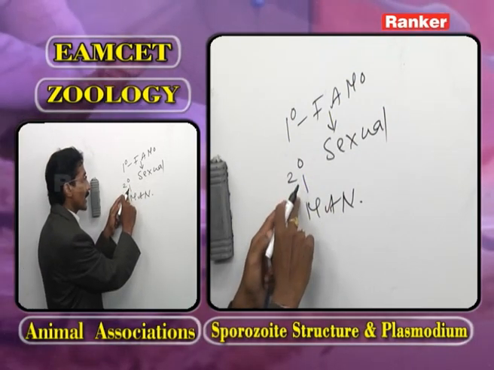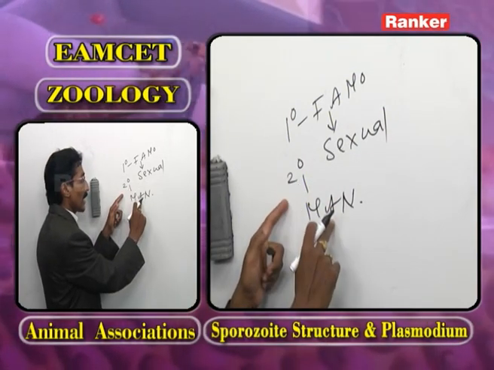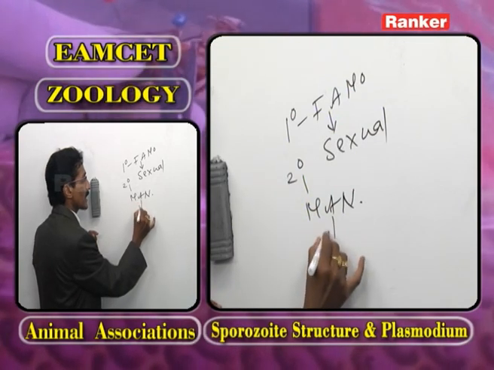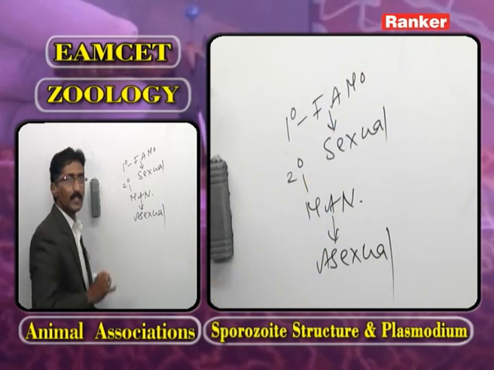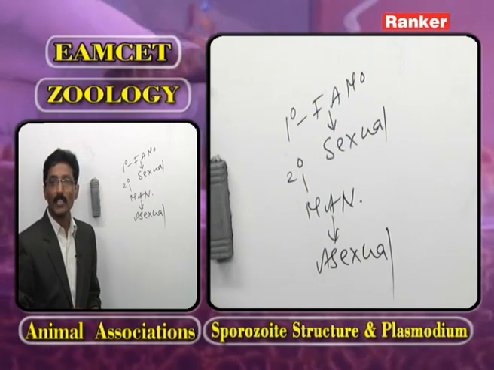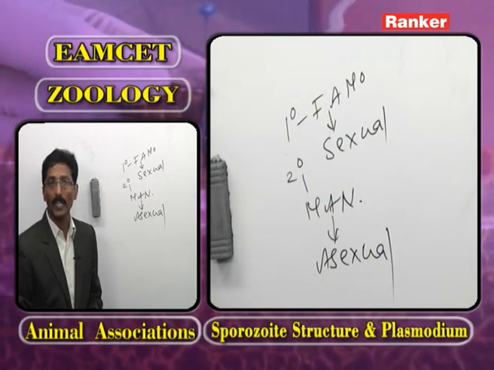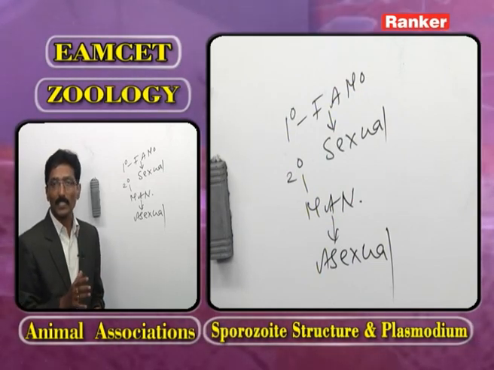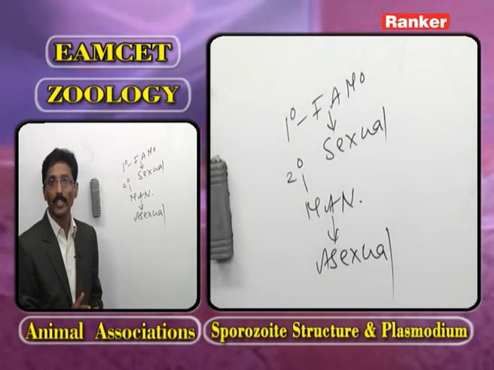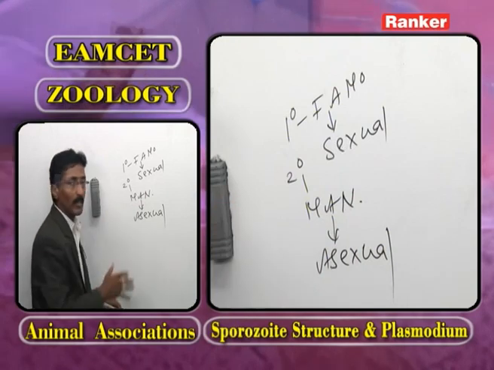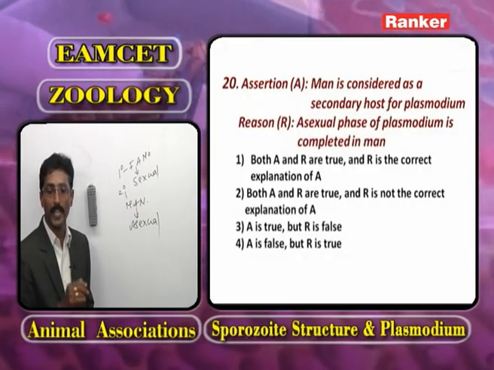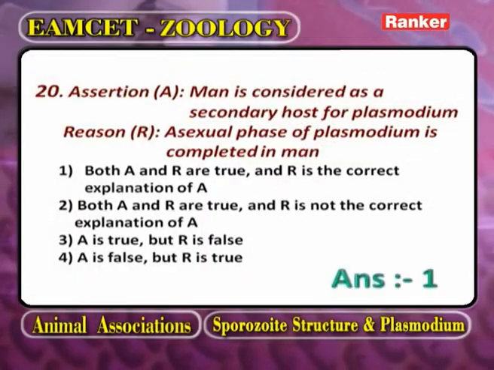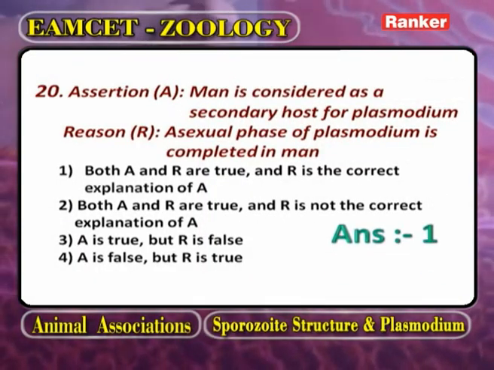Now in the life history of Plasmodium, man is the secondary host because in the man's body Plasmodium completes what type of cycle? Asexual cycle. The asexual cycle is brought about by multiple fission. What is the other name of multiple fission? Schizogony. Now based on this information, what is the correct answer? Both are correct and the reason explains the assertion, option A. Now we move to the next question.